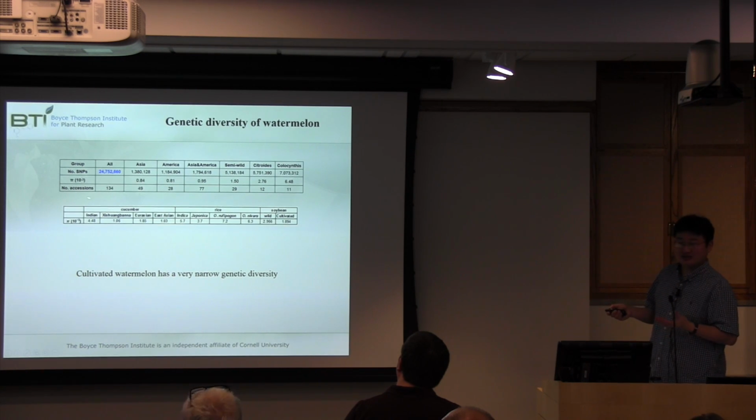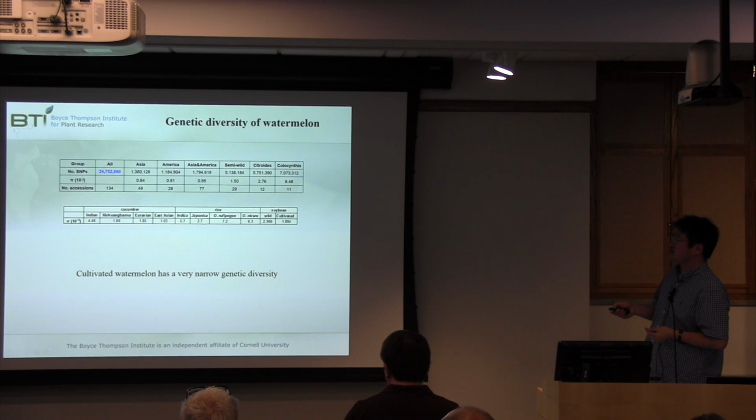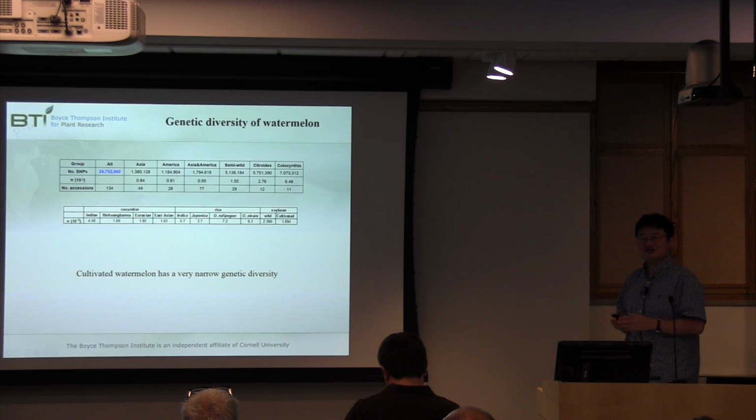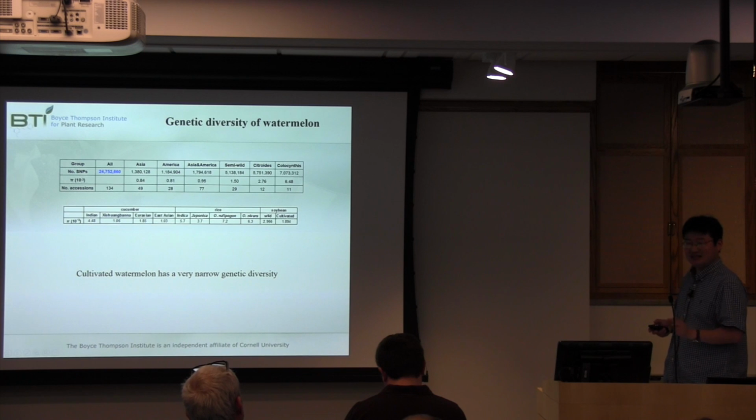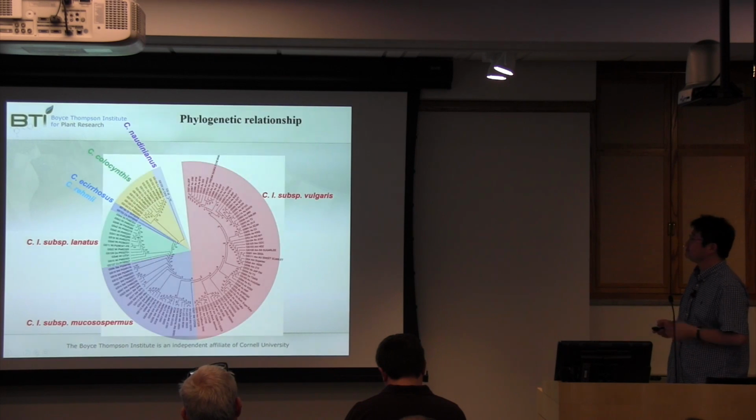East Asia is lower, greater than 1. And the rice, indica 5.7, japonica 3.7. And the cultivated soybean is close to 2. So this confirms the previous study that the cultivated watermelon has very narrow genetic diversity. That causes a huge problem for breeding, a bottleneck for breeding.